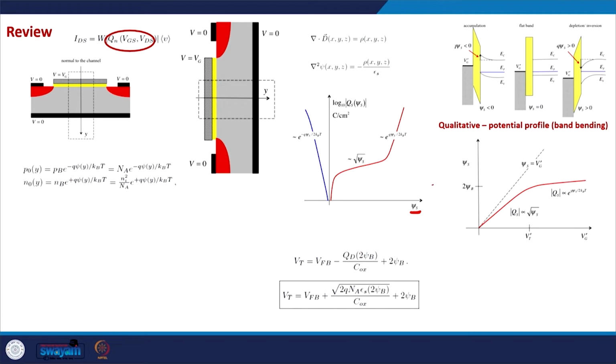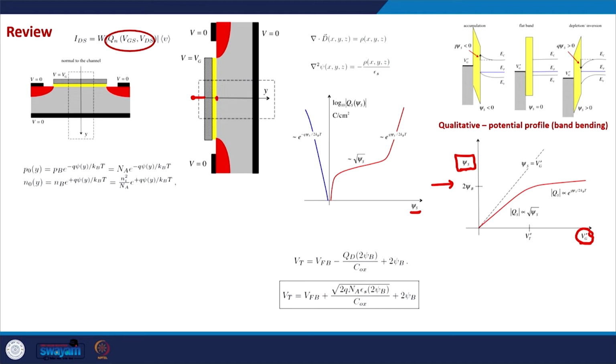Then we also saw the relationship between psi s and Vg, which is the dependence of psi s on the externally applied gate voltage. Vg is the voltage that we apply on the device, and psi s is the voltage that appears on the interface.